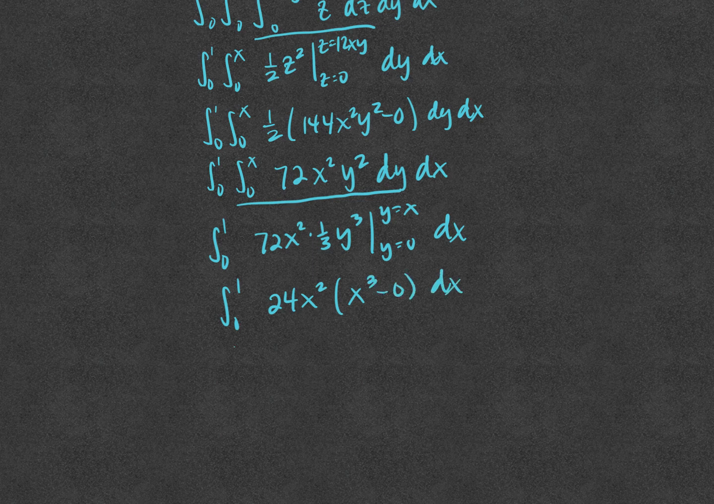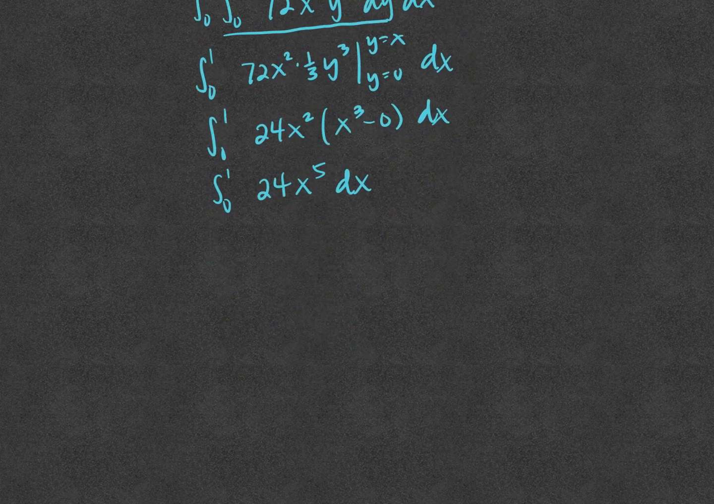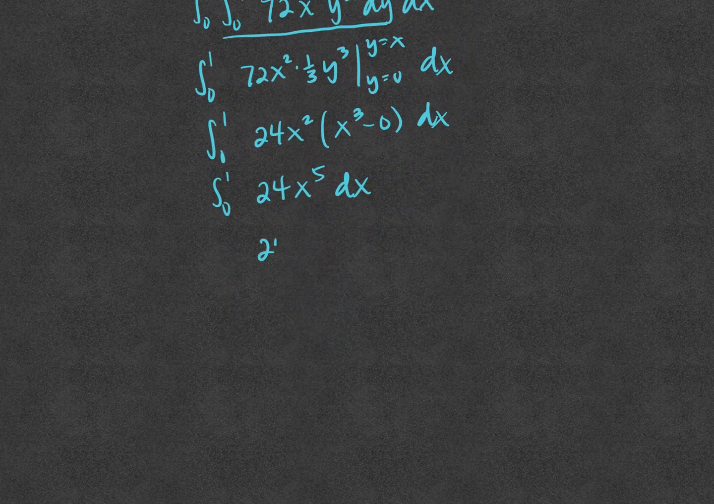We'll integrate lastly with respect to x. So we have 24 x to the fifth with respect to x is our next integral. Now when we integrate with respect to x, we get 24 times 1/6 x to the sixth. The bounds are 0 to 1. So we have 4x to the sixth, and the bounds are 0 to 1. So we have 4 minus 0 is 4. So that is the value of the triple integral of the volume in the first quadrant.